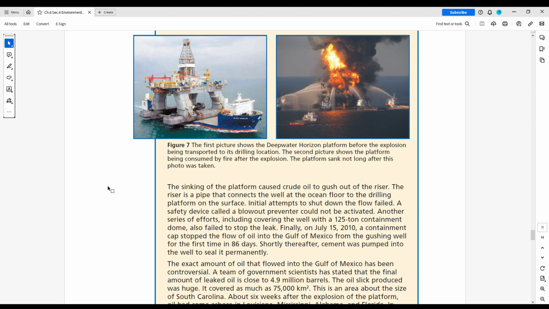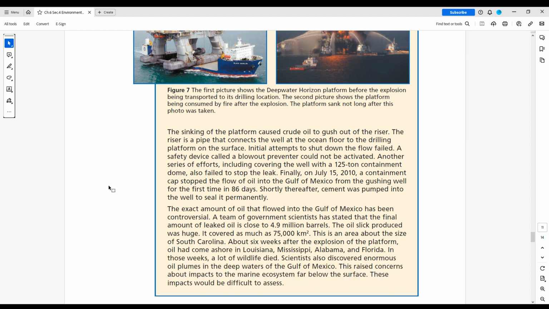Finally, on July 15, 2010, a containment cap stopped the flow of oil into the Gulf of Mexico from the gushing well for the first time in 86 days. Shortly thereafter, cement was pumped into the well to seal it permanently.